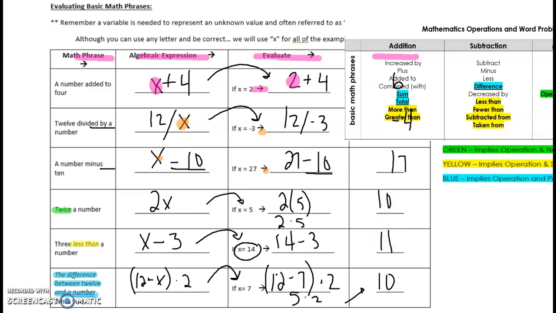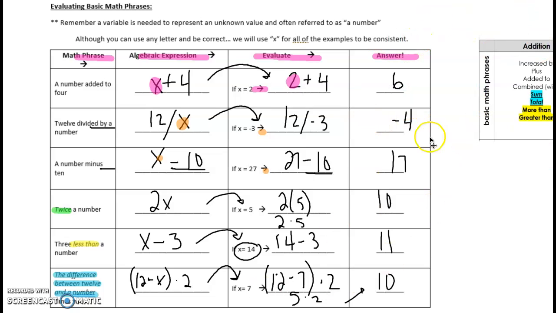All right, so that's what you're looking at doing today. You are looking to write the algebraic expression from your math phrase, then take out that variable and plug in the answer or the number it tells you it stands for, and it will be set up just like this. Then following your order of operations, using a calculator, whatever method you prefer, you will then tell me your answer.